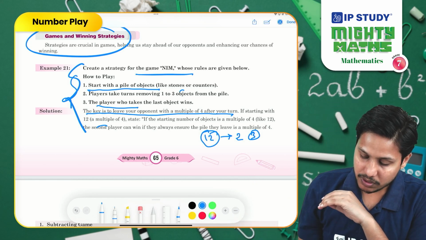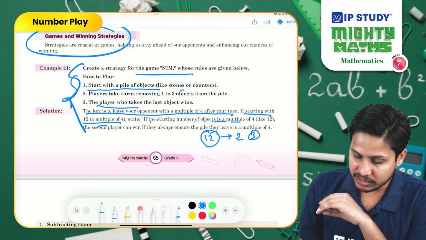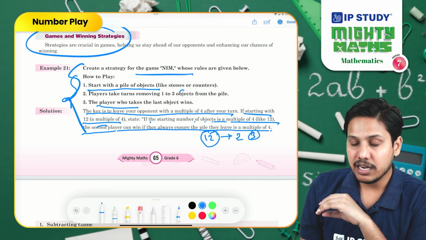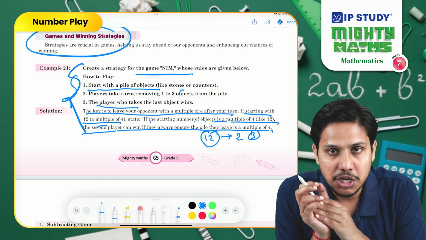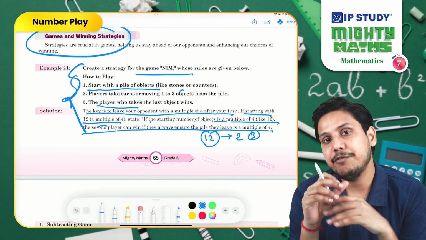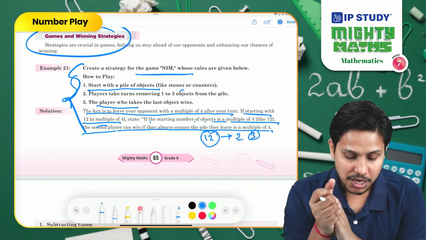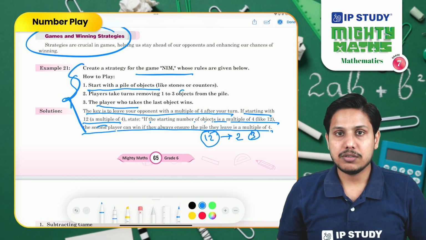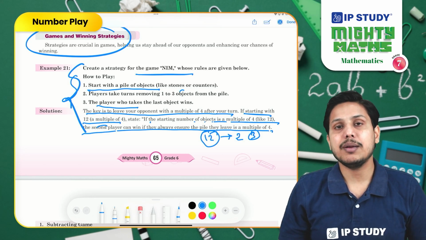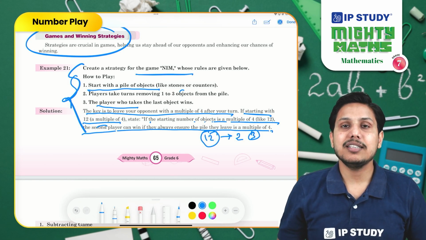Yes, so if starting with 12, a multiple of 4, if the starting number of objects is a multiple of 4, the second player can win if they ensure the pile they leave is a multiple of 4. So this is quite an interesting strategy, and different strategies are applied for different games because the rules differ from game to game. So students, this is all from this topic and chapter. I hope you understand the concept very well. We will meet in the next video. Till then, keep practicing, keep learning.